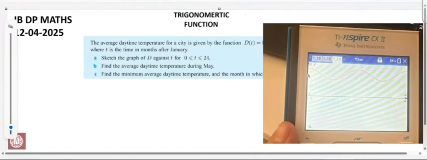Sir, right now I was trying to do maximum and minimum points. I'm getting 2 maximum points and 2 minimum points. Yes, we have 2 maximum and 2 minimum.